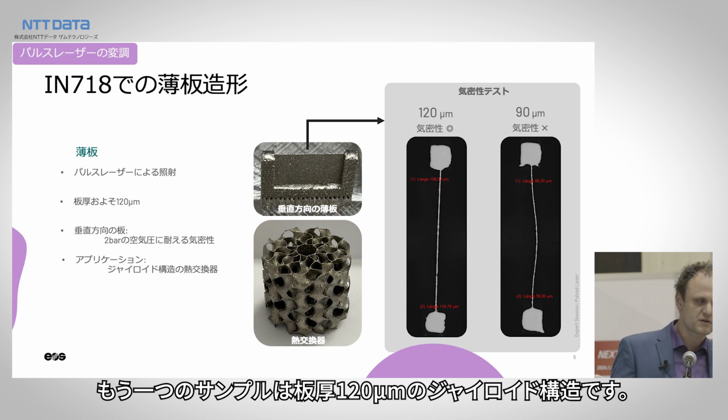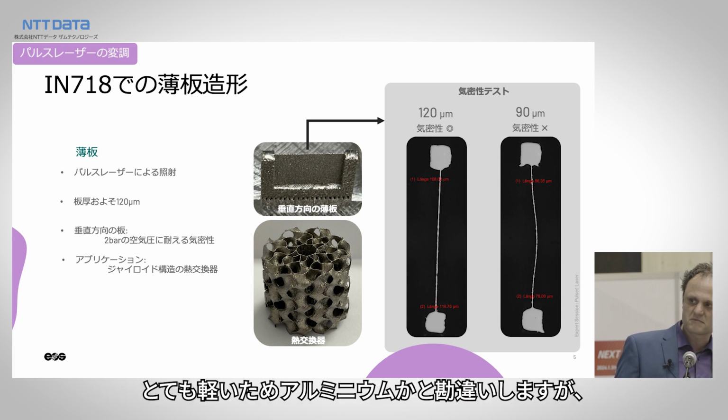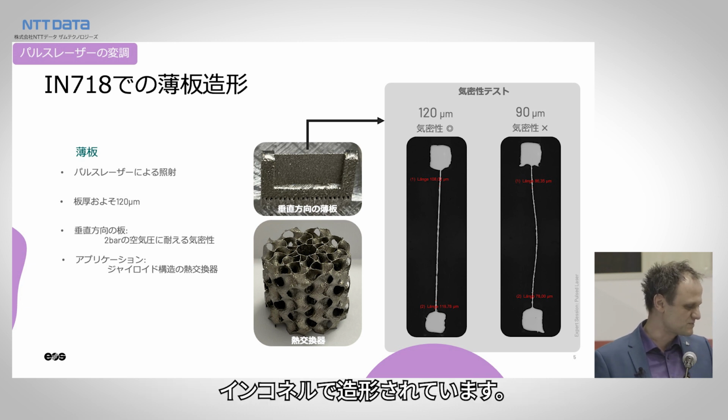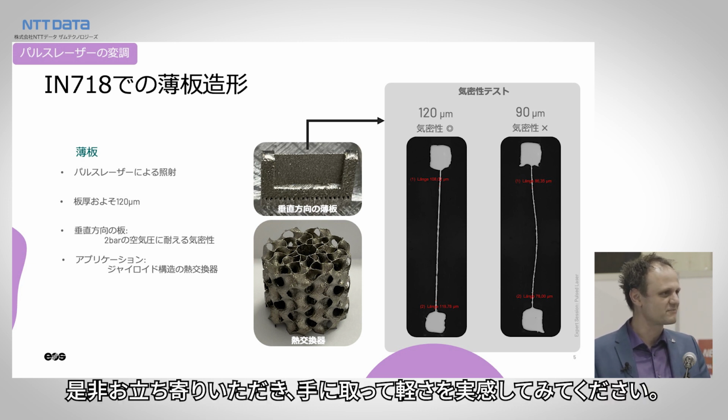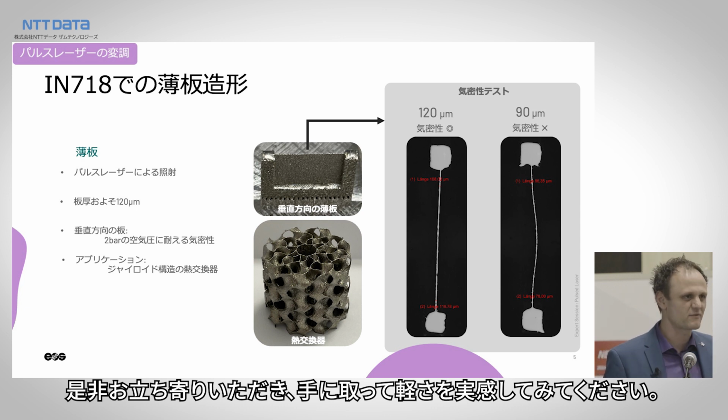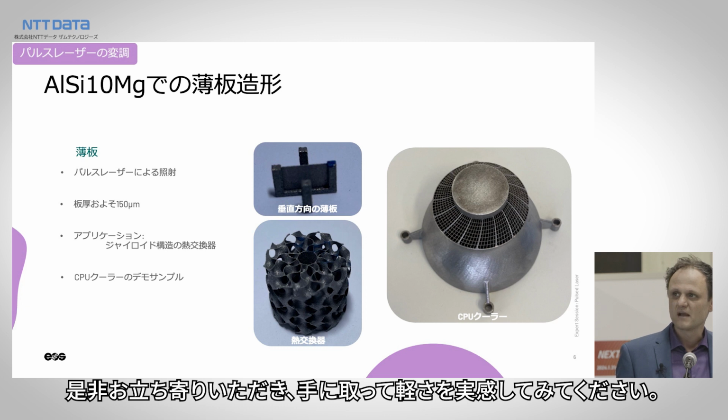And here's an example that you can all see also on the XAM booth, a gyroid structure with beams of around 120 microns thin strut. So those parts out of Inconel, they feel unreal, because if you have them in your hand, they feel more like aluminum because they're so light, but it's an Inconel structure. So it's really, really interesting. So you're welcome to come by our booth and experience that for yourself.